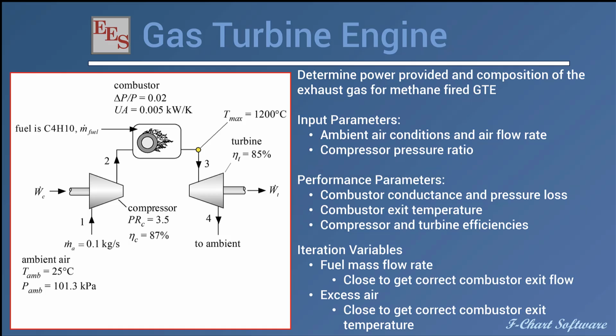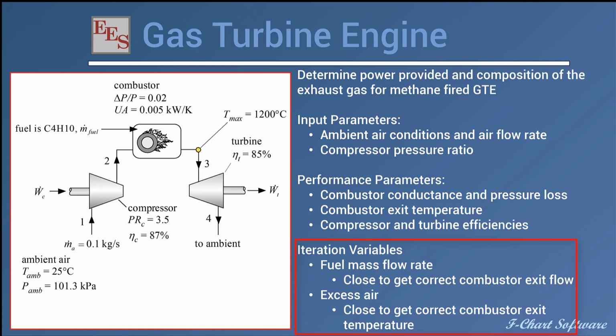So I'm going to have to iterate on a couple things here as I go through this simulation. I'm going to have to iterate on the fuel mass flow rate in order to get the correct combustor exit flow. So basically, we're matching up the mass flow rate of the fuel required there. And then I'm also going to have to iterate on the excess air, the percent excess air, in order to get the right exit temperature.